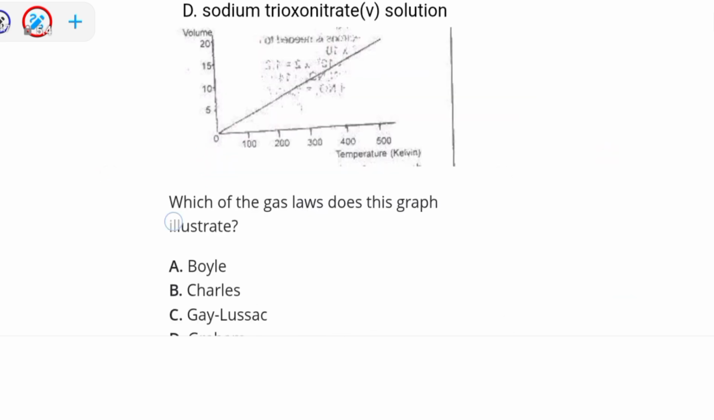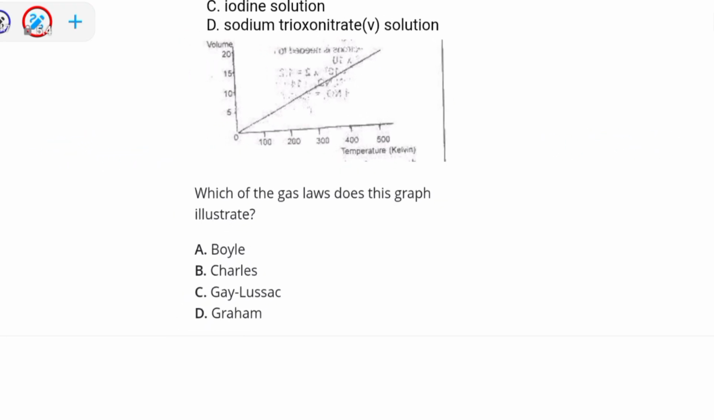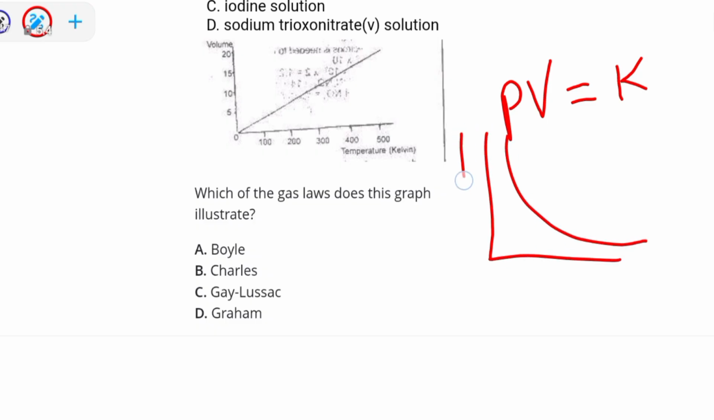The next one is, which gas law does this graph illustrate? Okay, then you have these options here, as you can see. So you have Boyle's law, Charles' law, Gay-Lussac's law, Graham's law. So Boyle's law is an inverse relationship between pressure and volume at constant temperature. So Boyle's law is PV equals K. You can see this is an inverse relationship between pressure and volume. So the graph will look something like this. PV. So it's an inverse graph, which is not what we have here.